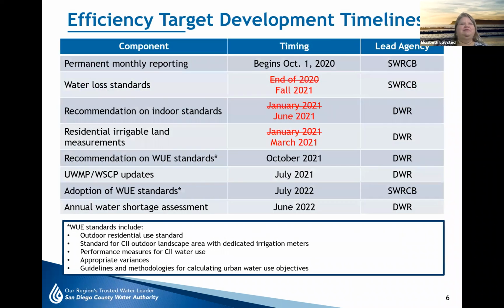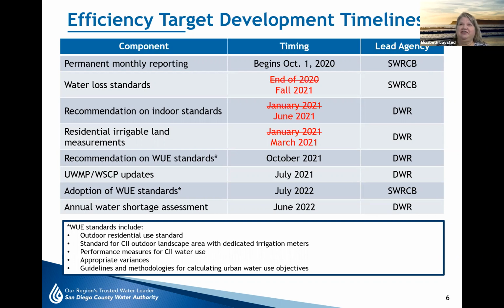And then this is kind of just the timeline of what's actually happening. Water loss standards were supposed to be done by mid 2020. That's been pushed back several times. Now we're looking at about fall of 2021 for the regulations to be completed on those. Recommendation on indoor standards, initially those were supposed to be done in January 2021. They've been pushed back to June of 2021.